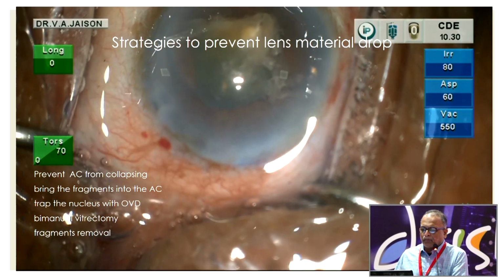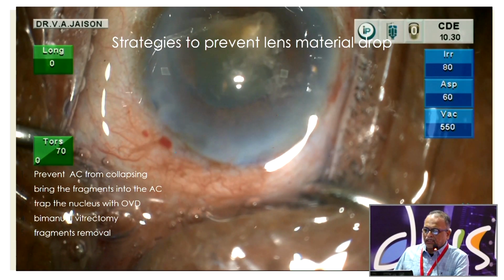So strategies to prevent lens material drop include: prevent AC collapse, bring the fragment into the anterior chamber and trap it with the OVD, and bimanual vitrectomy is done whenever it is required. And finally, fragment removal either with emulsification or manually. Thank you.